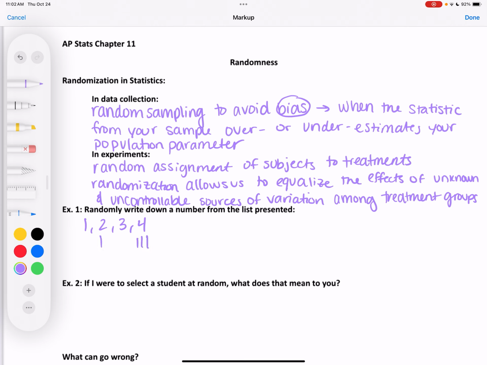I just didn't obviously write it. So, that being said, 75% of us picked the number 4. 25% picked 2. And 0% chose 1 or 3.